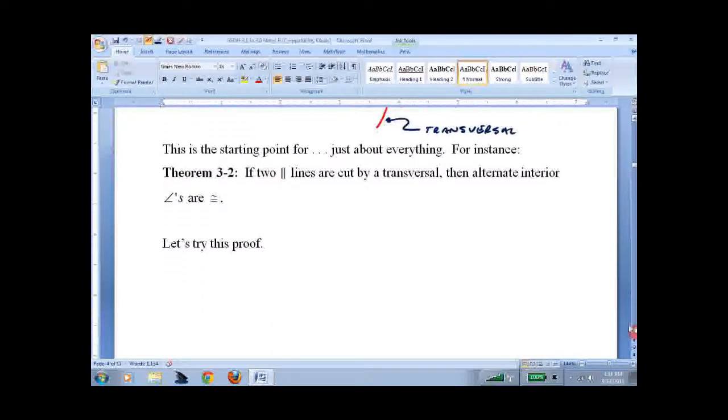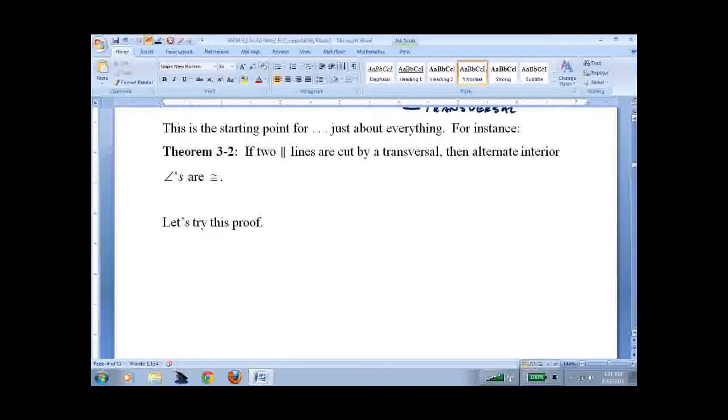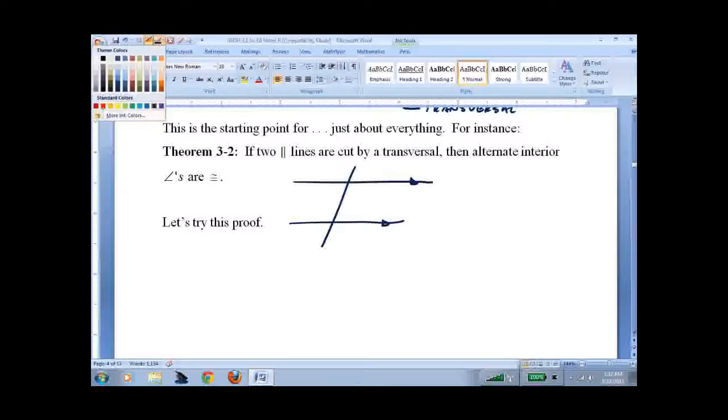So now we start going from that one thing to theorems. If two parallel lines are cut by a transversal, then alternate interior angles are congruent. Alternate interior are things like this, and they're congruent. So let's do a proof.